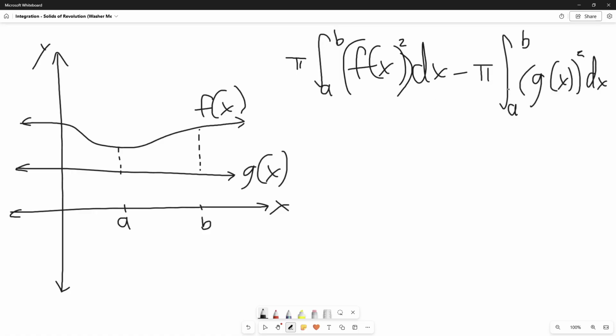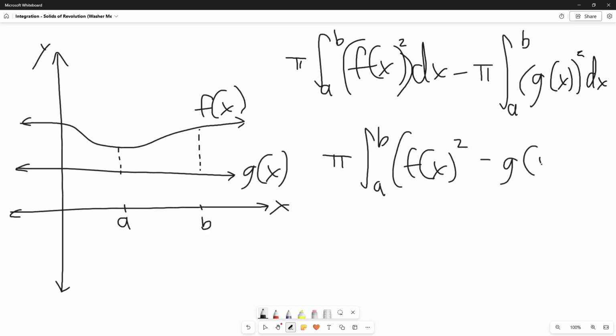And so now we can just combine these into one. Pi times the definite integral from a to b of f of x squared minus g of x squared dx. And that is the formula for the washer method. And you use this method when you can't use the disk method, obviously, when there's two functions, when the area that you're rotating is not touching your axis of revolution.